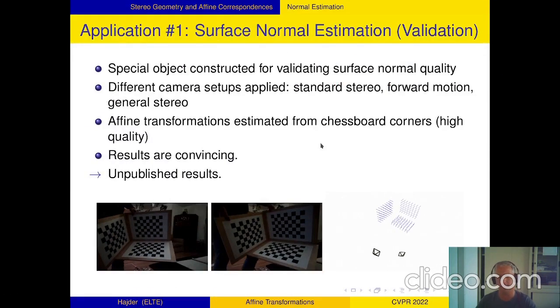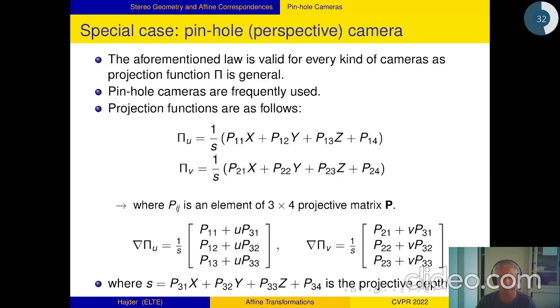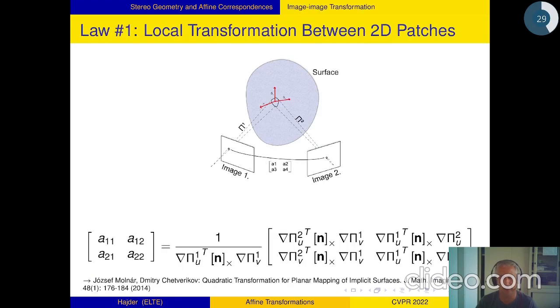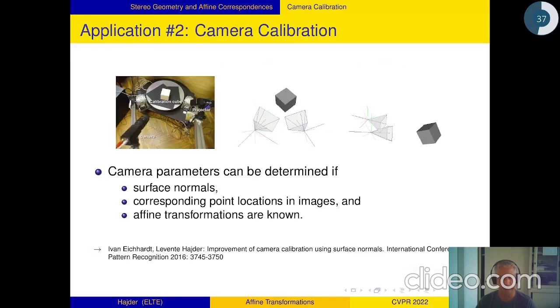But it was found that the quality is acceptable, as you can see in that image. The second application, and we published a paper approximately 6 years ago, is the camera calibration. As this general law, I show you very quickly, this general formula contains the gradient of the projection function, and the camera parameters are encoded into the gradients. So the cameras can also be calibrated even if the intrinsic parameters are not known. And we showed how this calibration is possible.